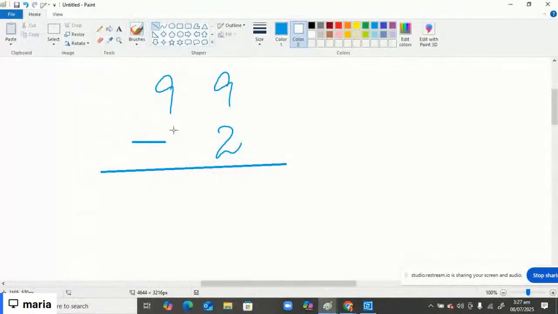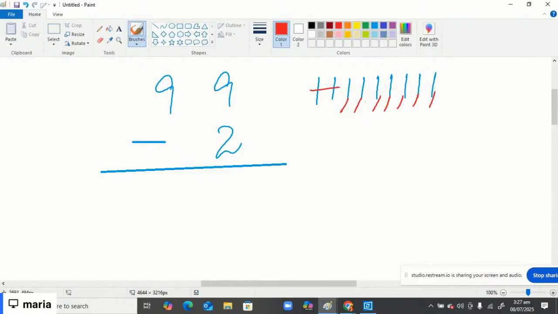Now, 9 minus 2. What is the answer? Let's draw 9 lines. So these are a total of 9 lines. How many are left? 2 lines are taken away. Now count the rest of the lines. 1, 2, 3, 4, 5, 6, and 7. So you put 7 here and your 9 stays as it is. So the answer we get is 97.